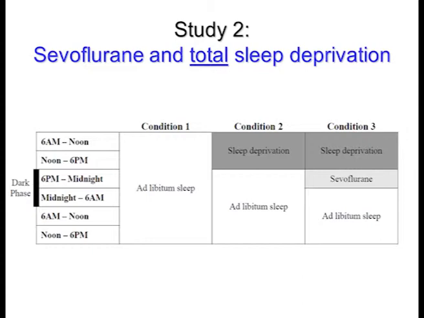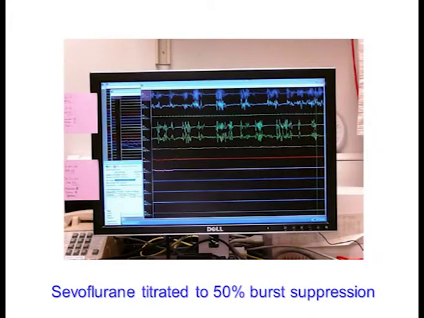And then we let them recover however they wanted, or they got sleep deprivation for 12 hours, followed by 6 hours of a sevoflurane anesthetic. Now, in this situation, we actually titrated the sevoflurane to burst suppression. So why is that important? Well, if you think about these other studies published in the literature, they didn't really titrate the anesthetic to an anesthetic-specific endpoint.